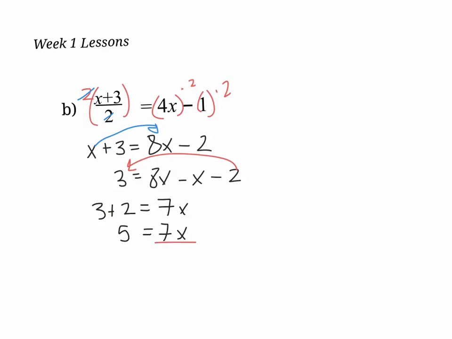Let's get rid of that 7 by dividing by 7, dividing by 7. And we have x is equal to 5 over 7. And we're done.